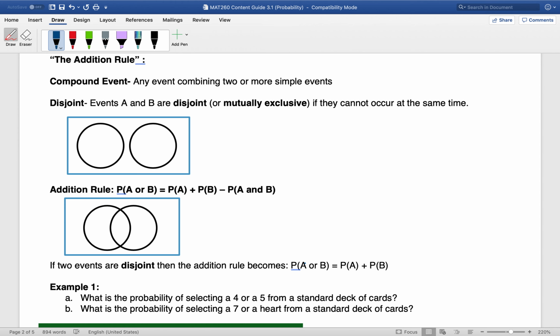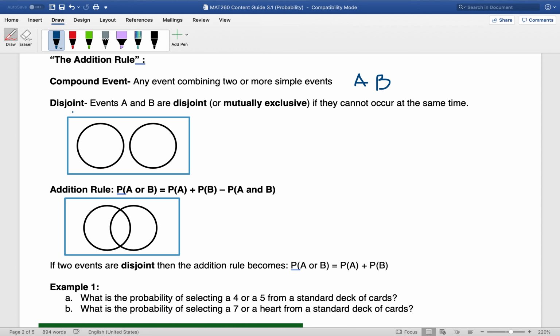In this video, we will learn about the addition rule for probability. So first off, to know the addition rule, we need to learn a few definitions to start. A compound event is any event combining two or more simple events. And we'll usually call these events A and B.